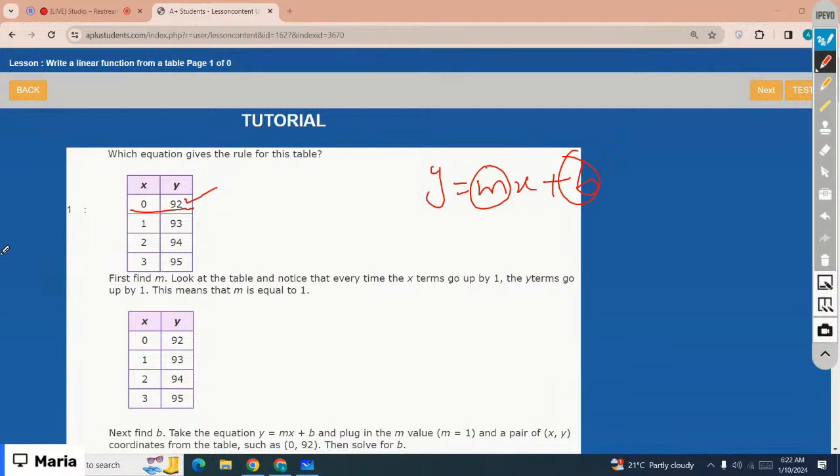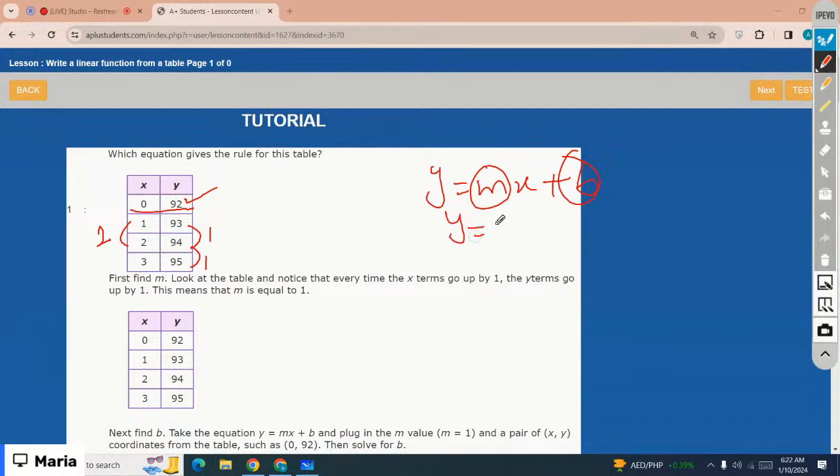You have to find the slope from the table, right? So how do we find a slope? Slope is change in y divided by change in x. So how are the x values changing? 2 minus 1 is 1. Every time they are changing by 1. Also the y values, 93 plus 1 is 94, 94 plus 1 is 95, are also changing by 1, right? So that means the slope is 1.